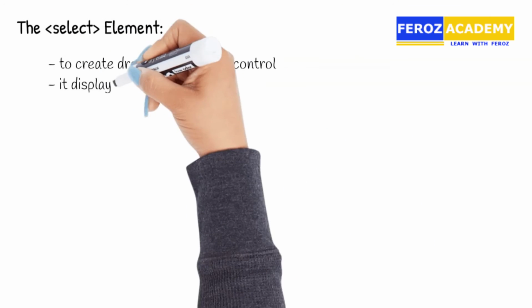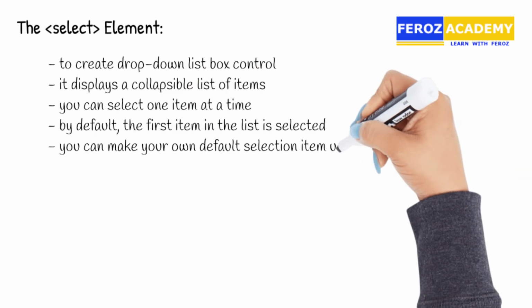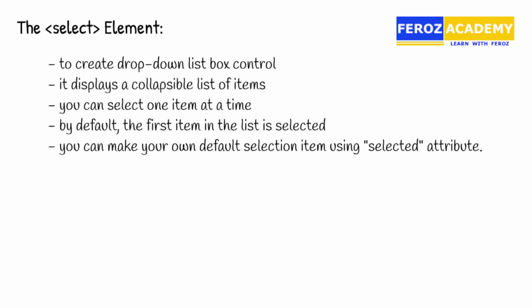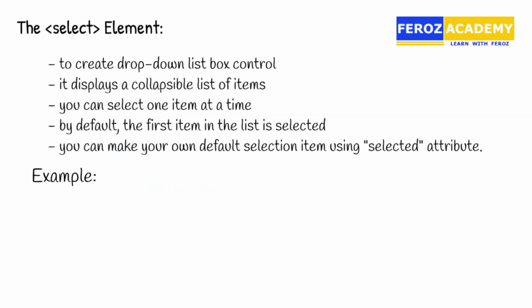The select element is used to create a drop-down list. A drop-down list is an HTML control which displays a collapsible list of options where you can select an option from the list. Let's look at the syntax for creating a drop-down list box.